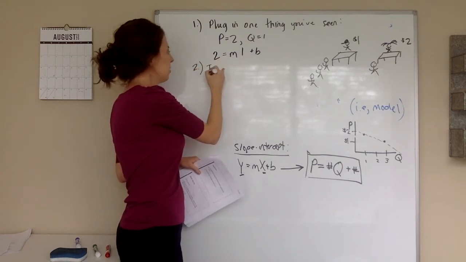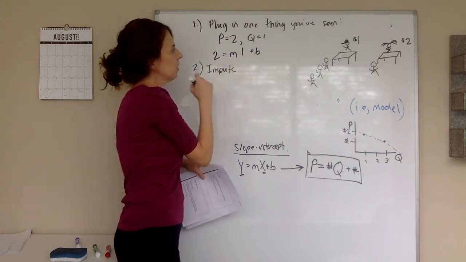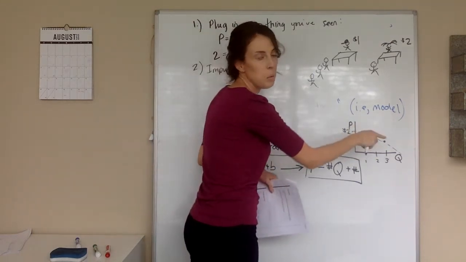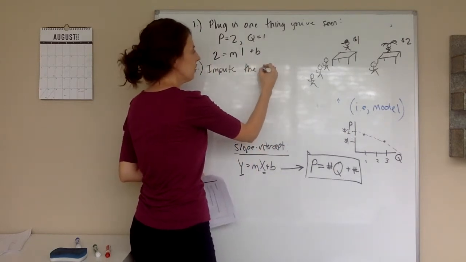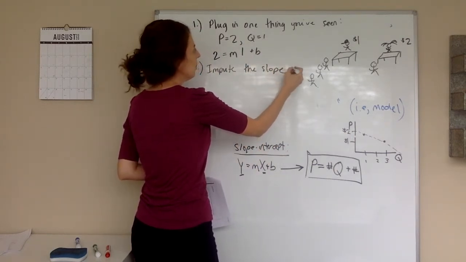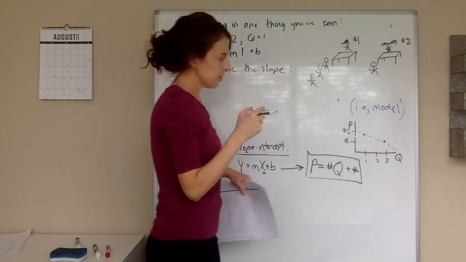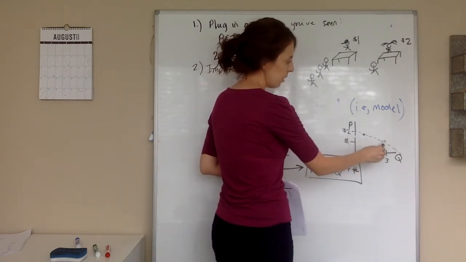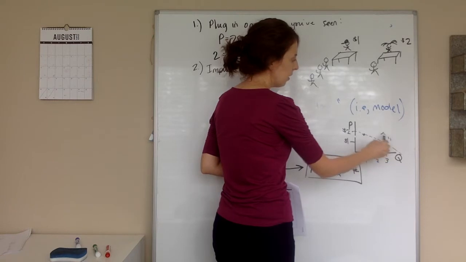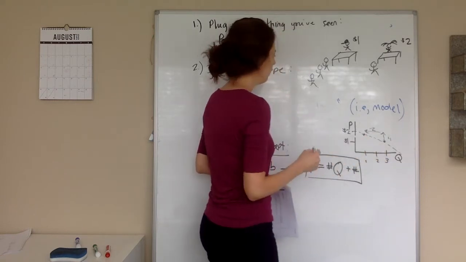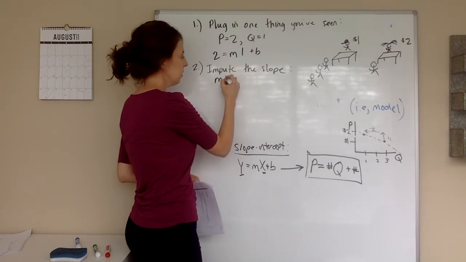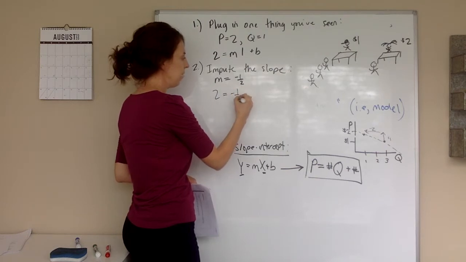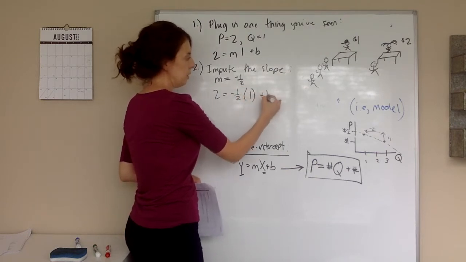Step 2 is impute one thing you know. So here we know the slope, so here we're going to impute the slope. Okay, the slope is pretty easy to figure out because slope is just rise over run. So we've seen these two dots. What's the slope? Well, to get from here to here, you go up 1. You go over or back 2. So the slope is negative 1/2. So if you plug that in here, you get 2 = -1/2 × 1 + b.